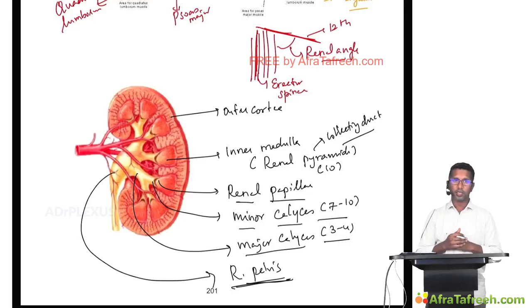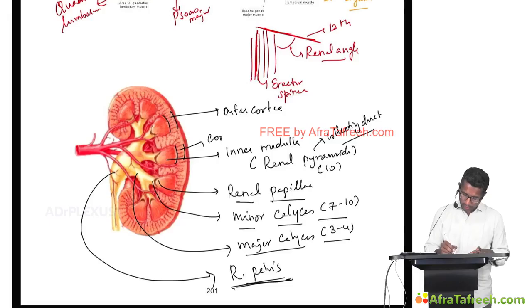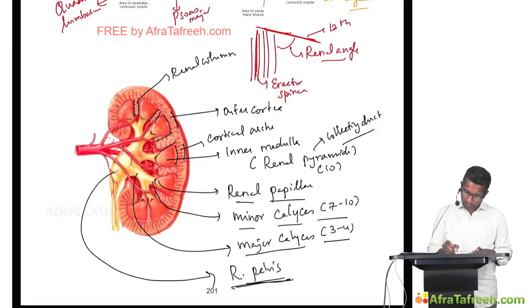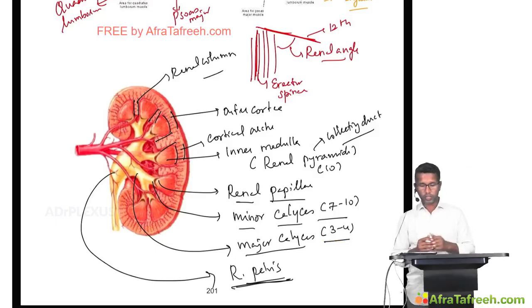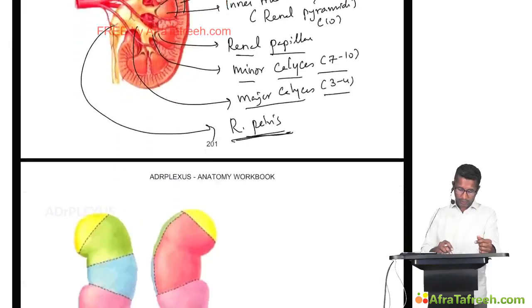And so if you see the cortex, this cortex forms arches over the renal pyramids. These arches are called cortical arches, and in between the renal pyramids they form columns. These are called renal columns. So these are all the internal architecture of the kidney.